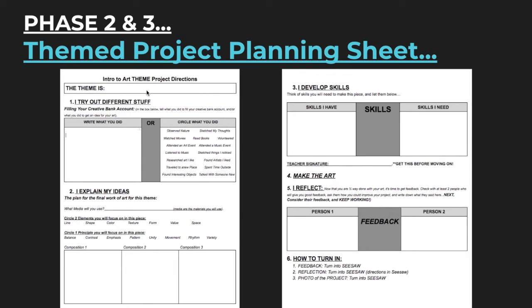They have to list out what their theme is, and that might be one of the 9, like it might be objects. Sometimes I give my students a theme, but a lot of times if I give a theme, I say, you can do my theme or you can do your own theme, because some students are really excited to do their own. These titles I have linked to my standards. So I try out different stuff, I explain my ideas, I develop skills, I make art, I reflect.